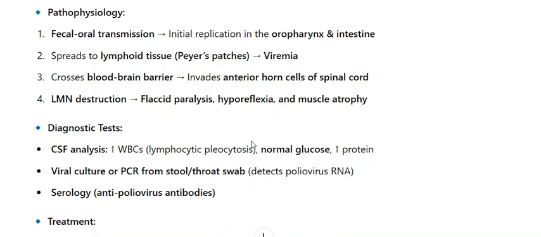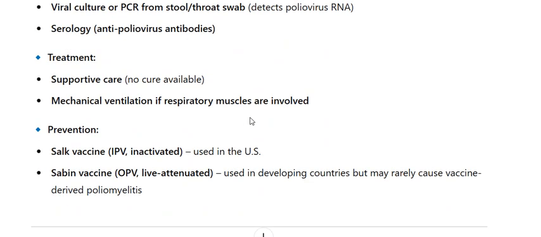Diagnostic tests. CSF analysis: WBCs, lymphocytic pleocytosis, normal glucose, elevated protein. Viral culture or PCR from stool or throat swab detects poliovirus RNA. Serology: antipoliovirus antibodies. Treatment: supportive care, no cure available, mechanical ventilation if respiratory muscles are involved.